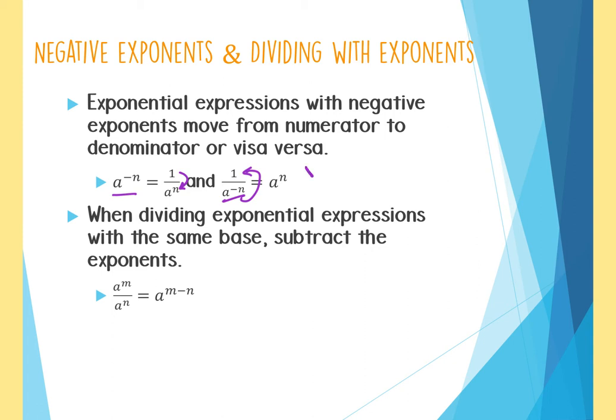So if I had x to the negative 2, that's going to become 1 over x squared. And if I had started with 1 over x to the negative 2, that would become just x squared. So in the numerator, it moves to the denominator. In the denominator, it moves to the numerator. It doesn't impact the base at all, just the exponent on the base.